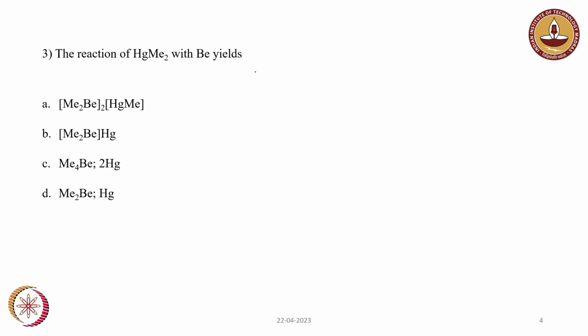So the reaction is HgMe2 plus beryllium at 383 Kelvin gives Me2Be plus Hg. So this is a method for synthesis of an organoberyllium compound. Another organoberyllium compound is Ph2Be, and its synthesis method is: 2 phenyl lithium is treated with beryllium chloride, which gives Ph2Be plus 2LiCl.